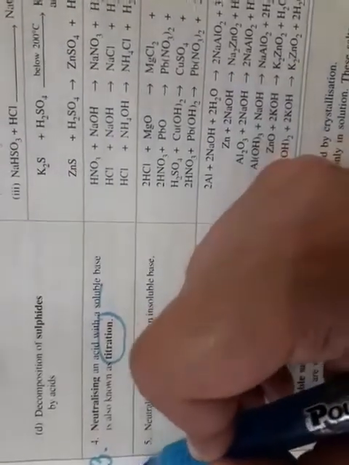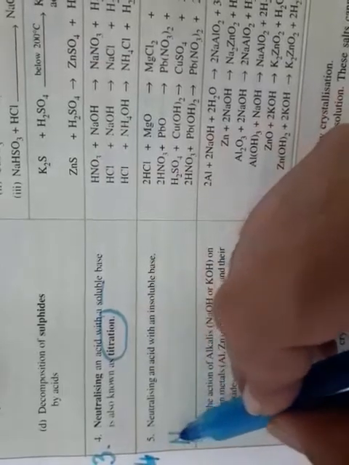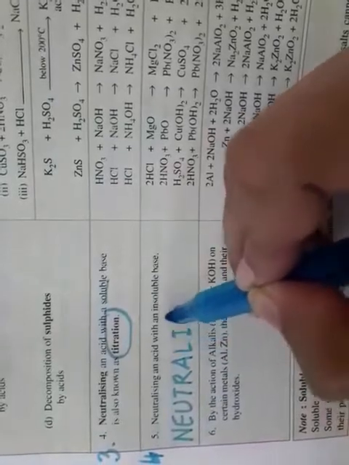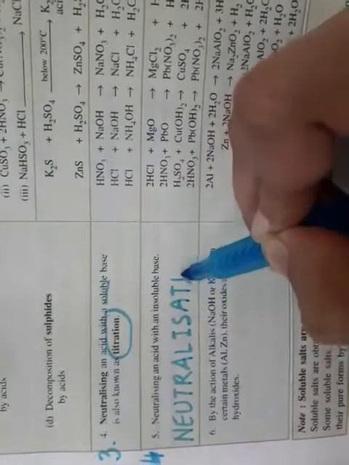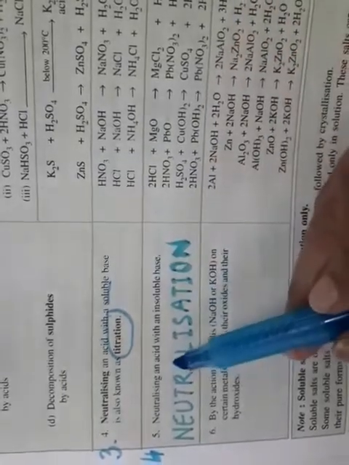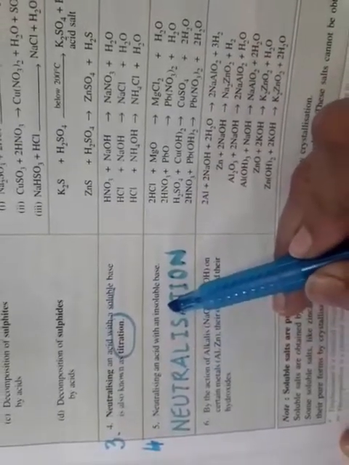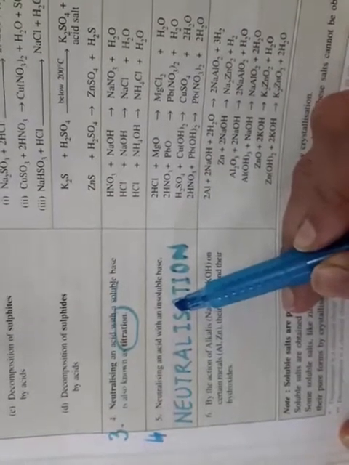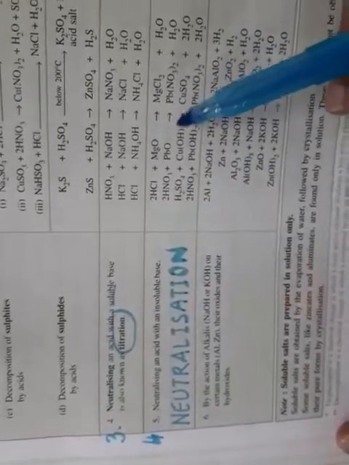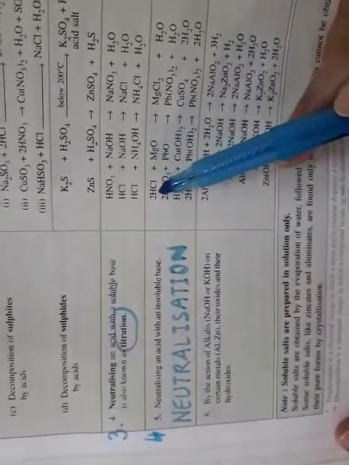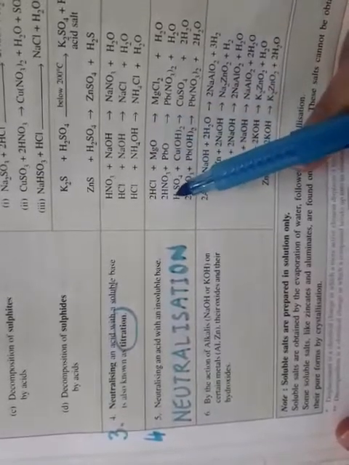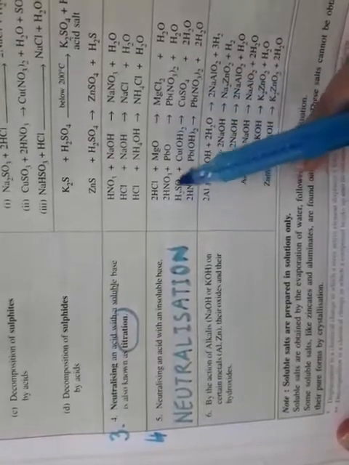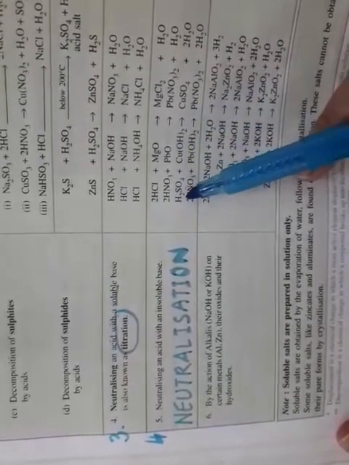Next heading you will write number 4. Neutralization. This will be the reaction between an acid and an insoluble base. Go back to the bases part and check the insoluble base. For example, you have here MgO with HCl, PbO with HNO3, Cu(OH)2 with H2SO4. You can take Cu(OH)2 with HCl also.